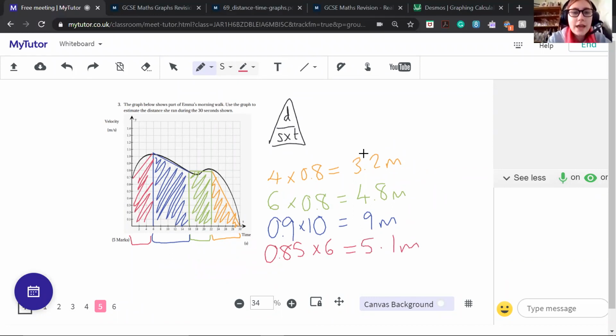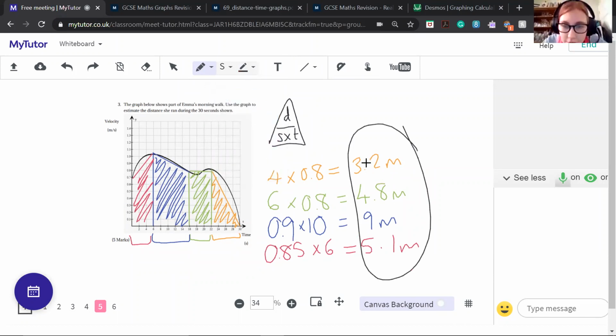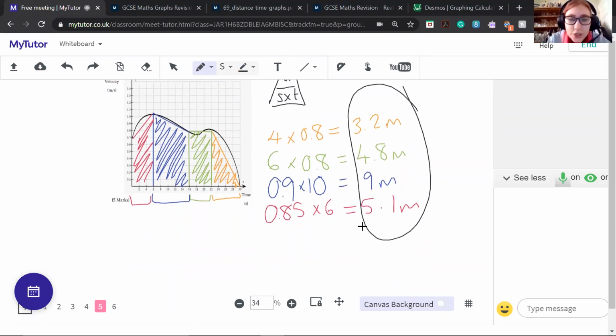Meters. So these are the areas of all of the shapes, and then we're just going to add all of these together. So that's going to give us 8, 17, 22.1 meters.